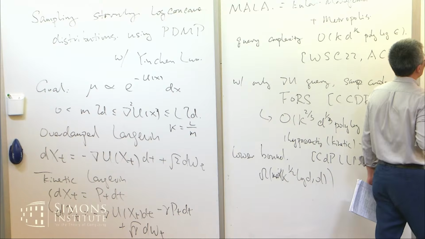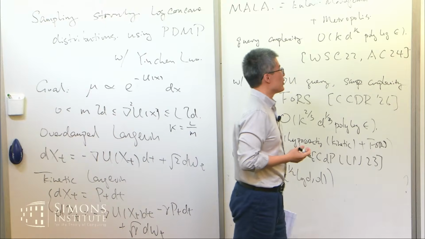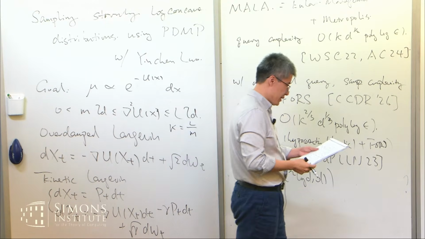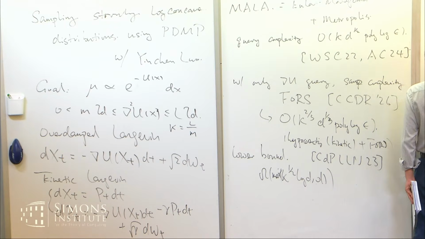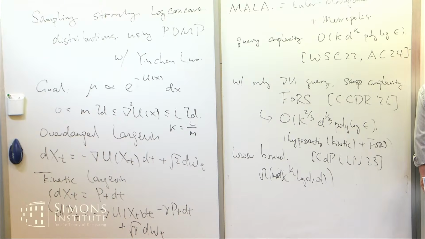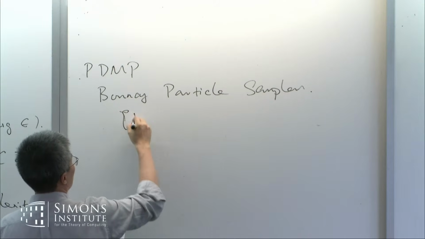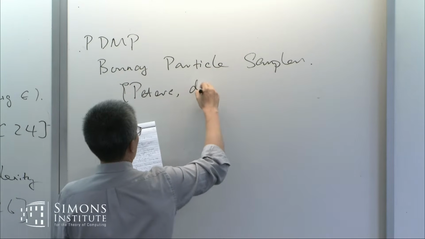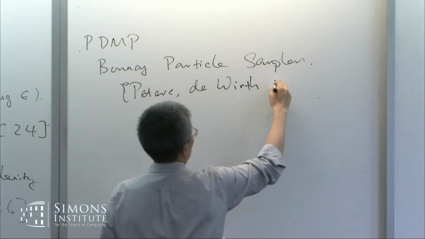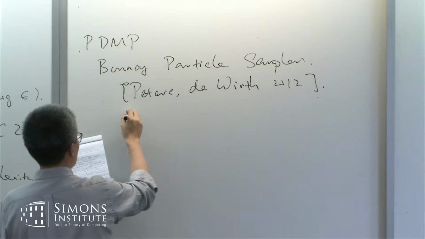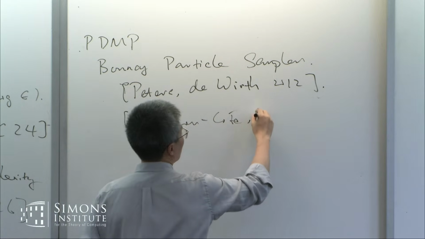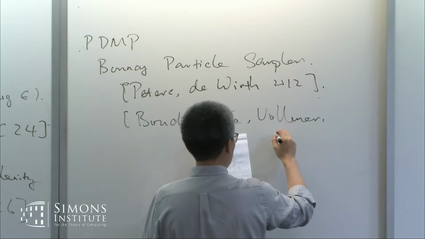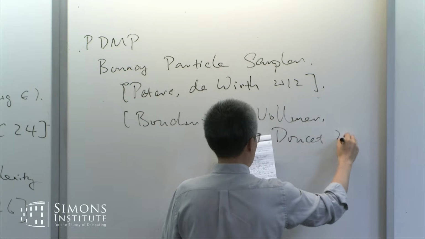Okay, and there are many of them. Let me just focus on two, to give you some idea of how these things look. The first one, which I will focus on mostly, is the so-called bouncy particle sampler. It was first proposed by Peters and de With in 2012, and then made more popular by Bouchard-Côté, Vollmer, and Doucet in 2018.